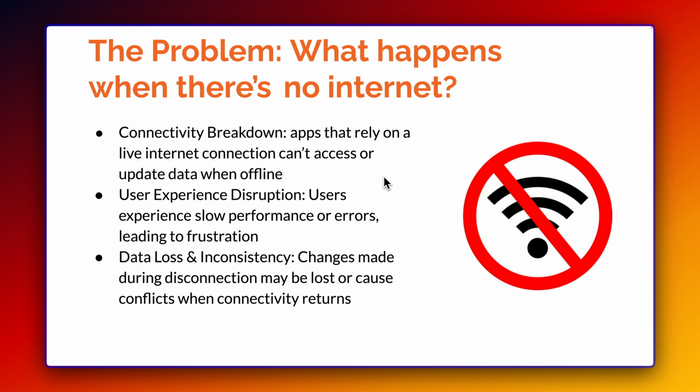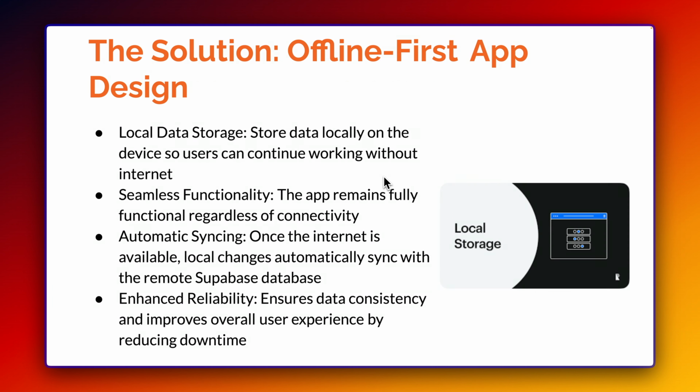And so first we have the connectivity breakdown, right? Apps that rely on live internet connection can't access or update data when offline. Then we have user experience disruption. Users experience slow performance or errors leading to frustration. And we also have data loss and inconsistency. Changes made during disconnection may be lost or cause conflicts when connectivity returns. And the way to solve this problem is by building offline first apps.